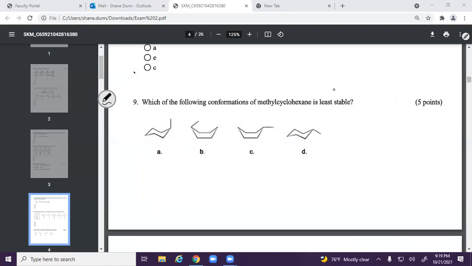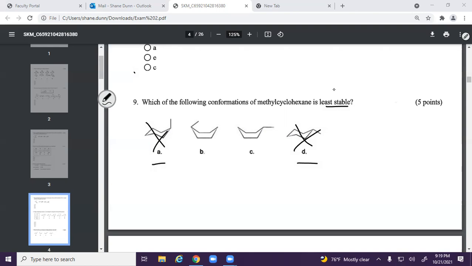Okay. So sorry about that. So how this works is with chair conformations. Chair conformations with cyclohexane are the most stable. So A and D are automatically more stable than B and C because B and C are considered the boat structures. They have a little bit more torsional strain to them, so they have a bit higher energy, which means they're less stable. So we want the least stable possible. Does that make sense?